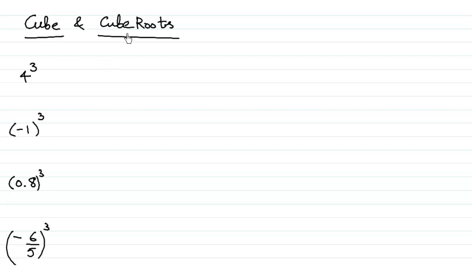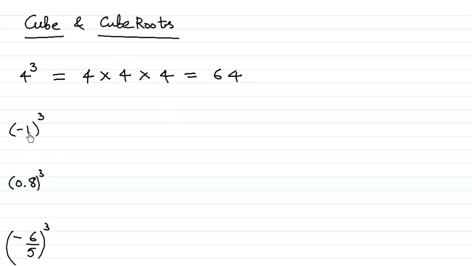Cubes and cube roots. We have already studied in some of the previous lectures what a cube is. If I say what is 4 cube, we know 4 cube is nothing but 4 multiplied by 4 multiplied by 4. When 4 is multiplied by itself 3 times, we say that's the cube of 4. And we know the answer: 4 4s are 16, 16 4s are 64. So 4 cube is 64.